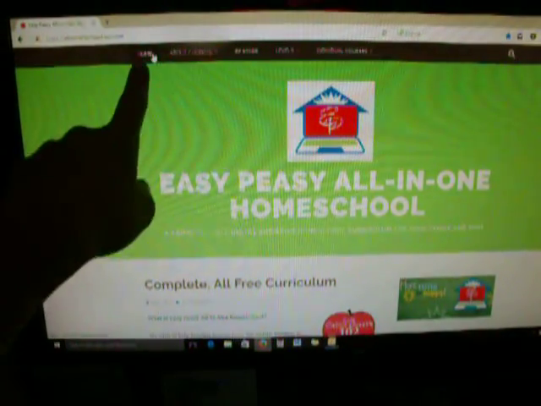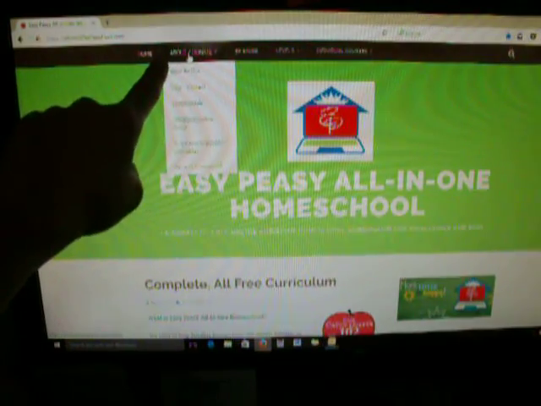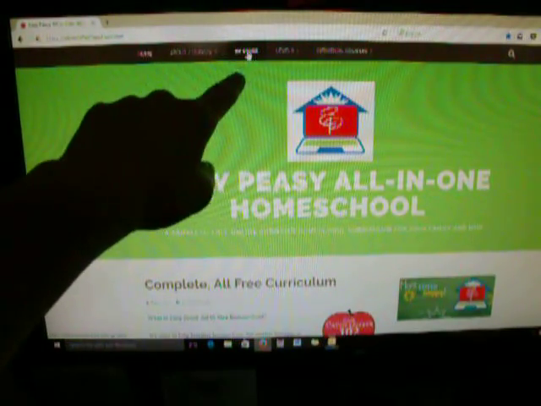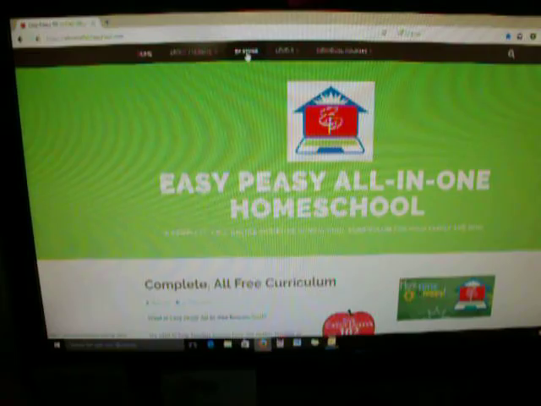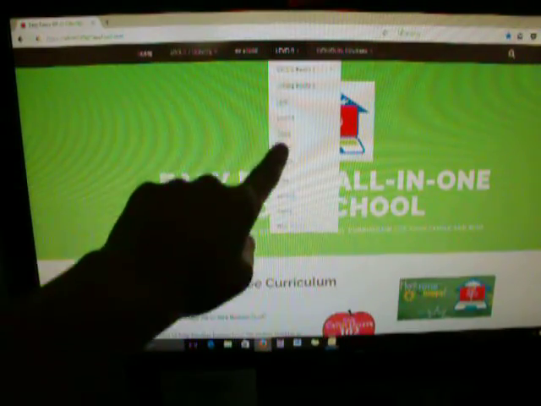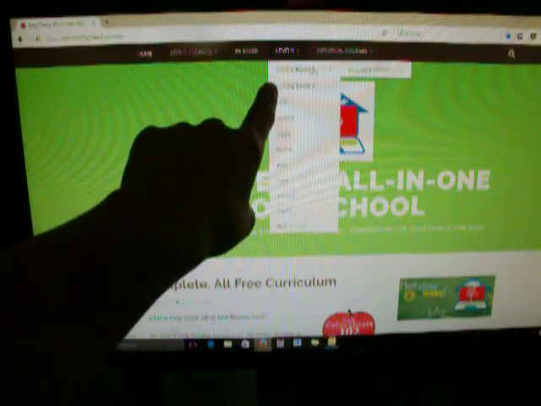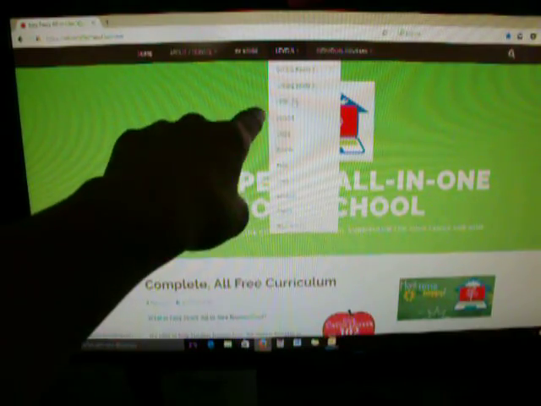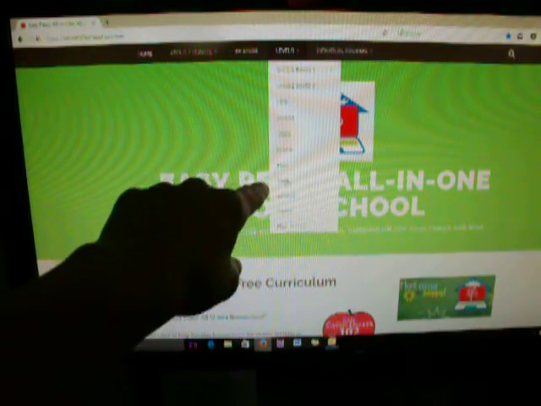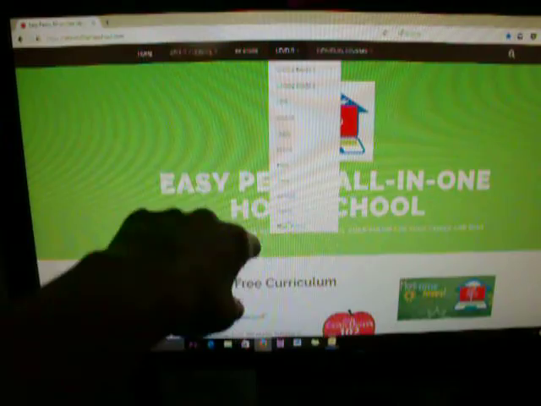So up here you have your home button. You have About and Donate, the Easy Peasy store. Now she is making some of these things available in a book format for basically only the printing cost. Here you have your levels, which are for your grades. You have Getting Ready 1, which is like the youngest, Getting Ready 2, then you have 1st grade, 2nd, 3rd, 4th, 5th, 6th, 7th, 8th, and then high school.